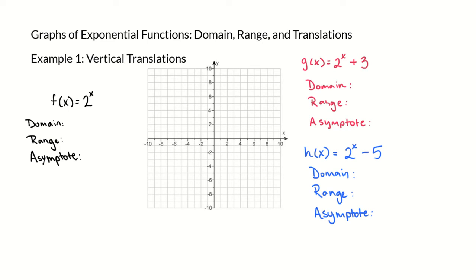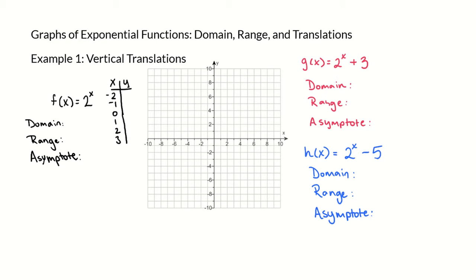In this video, we'll look at domain, range, and translations of exponential graphs. And we'll start with the function f of x equals 2 to the x. So to graph this function, we could make an xy table. We could use the points -2, -1, 0, 1, 2, and let's also use 3.